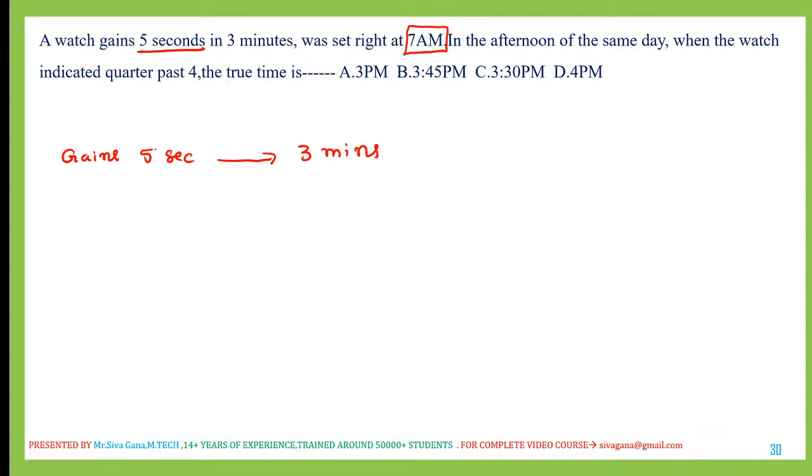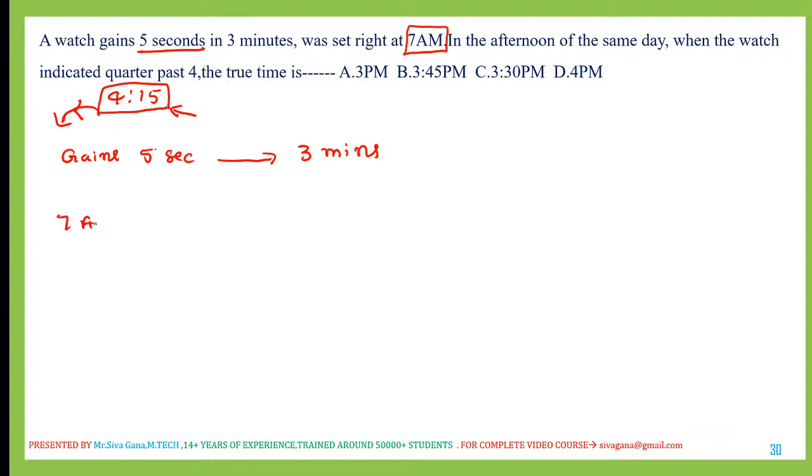In the afternoon of the same day, when the watch indicated quarter past 4, in the sense 4:15, what is the true time? As it is running faster, it is showing 4:15, but this is not the true time. What is the true time? As it is running faster, the true time is less than this one. Am I right or wrong? Definitely right. Since it is running faster, the true time is less than the actual showing 4:15. How to answer? Just see.